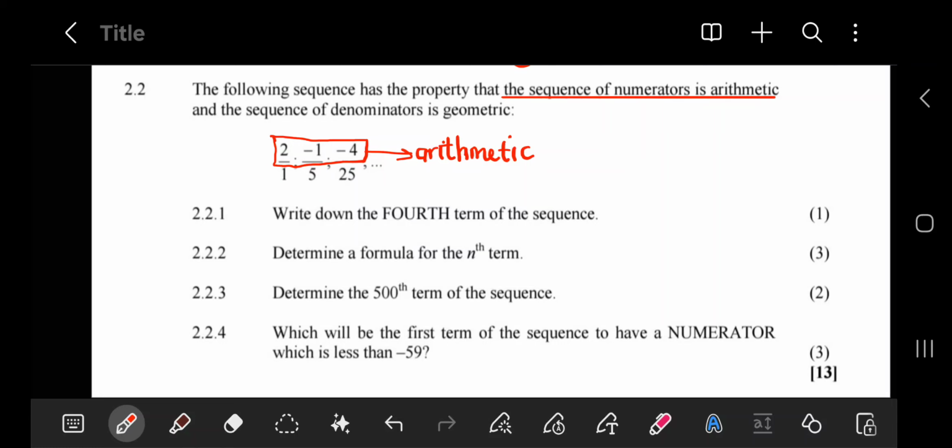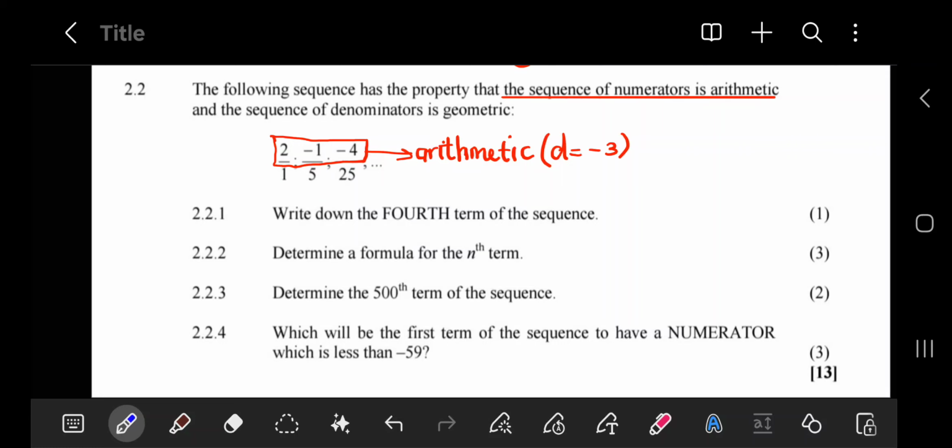That makes sense because remember, arithmetic sequences have a common difference, a constant difference. And we can see that from 2, if we subtract 3, we get -1. We take -1, subtract 3, we get -4. So it is arithmetic, and we've also just established that the difference is -3. We are subtracting 3 from each term. Okay, let's continue reading the question.